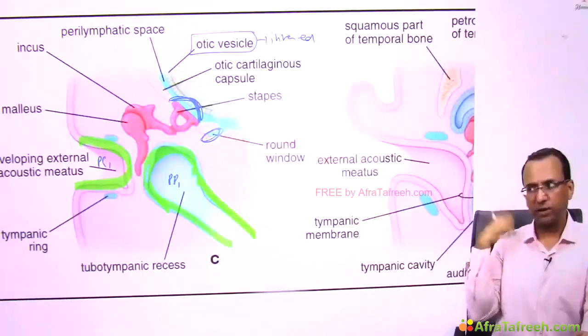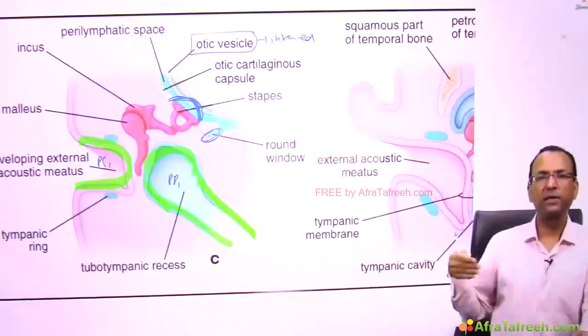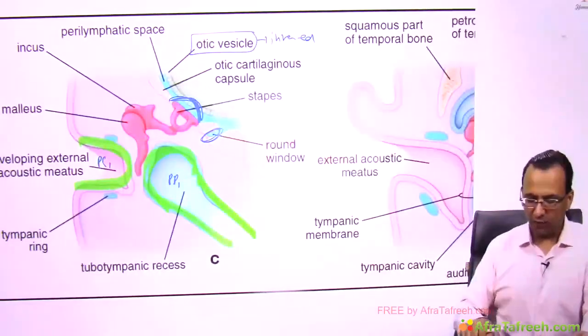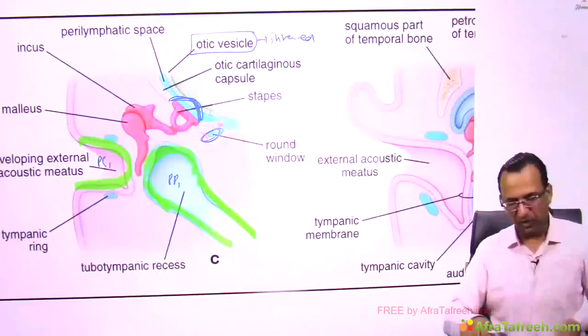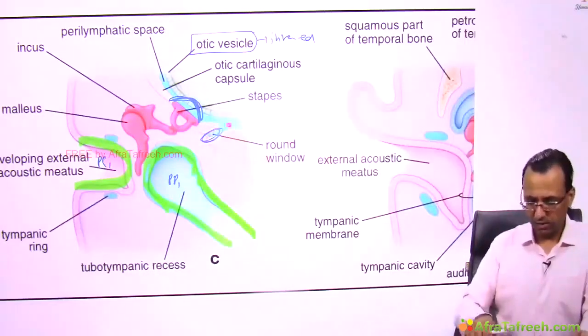You mean you have knocked and some vibrations were there? Yes, and those vibrations must be dissipated backward, at the round window. I cannot see anything here. Yeah, because it is still developing, that's why. Okay, then what is the next thing?